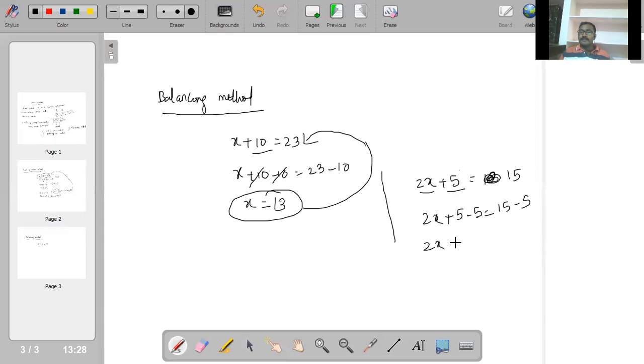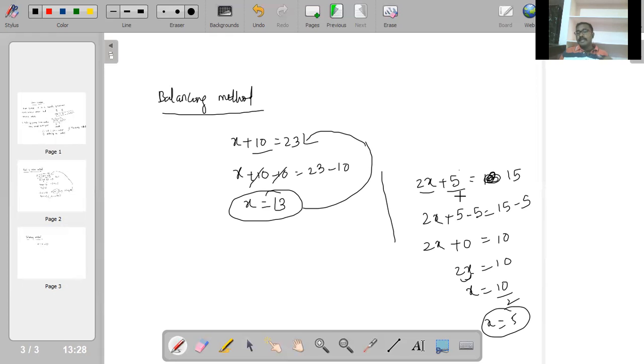Now we may get 0. 5 minus 5 is nothing but 0. Then 15 minus 5 is nothing but 10. Then 2x equals 10. Then the process is a product. The product goes to the other side as a fraction. So x equals 10 by 2. Okay. Then x equals 5. So x equal to 5 is the solution of this.